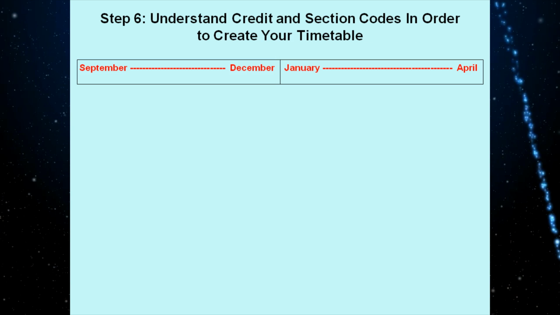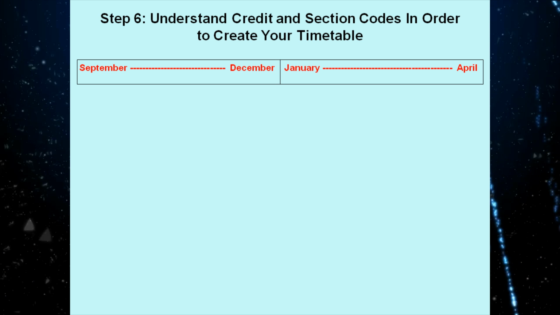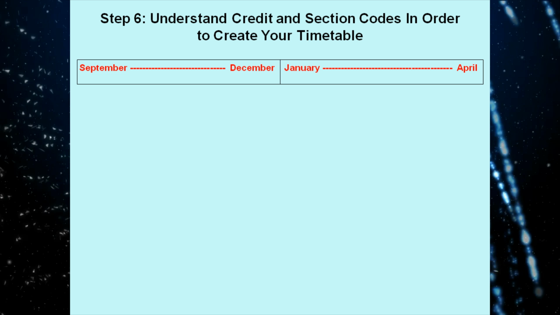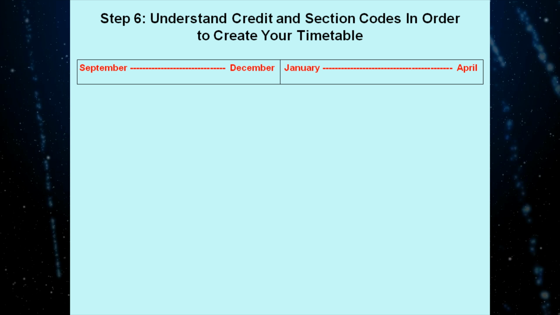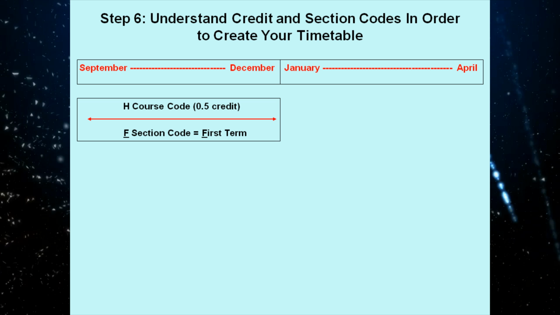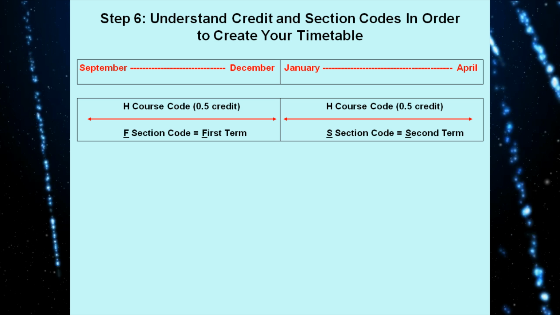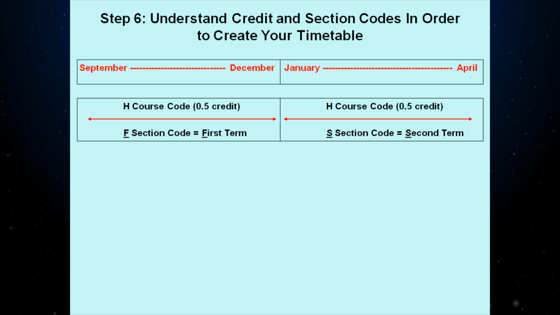The fall-winter session runs from September until April, but it's divided into 2 terms. Courses may be offered in either the first term or the second term, or may span the entire academic session from September till April. The course selection code tells you whether the course is offered in the first term, F, or in the second term, S. The first term is from September to December, while the second term is from January to April.